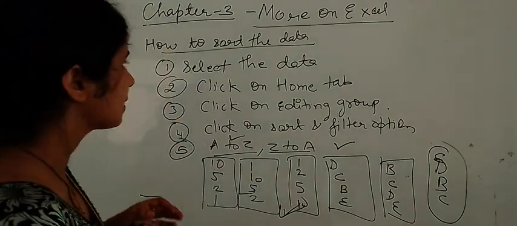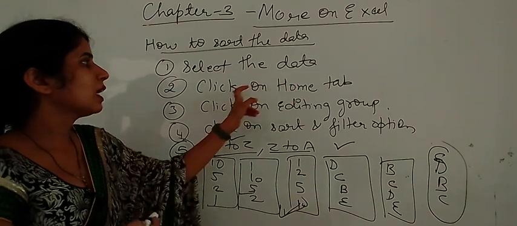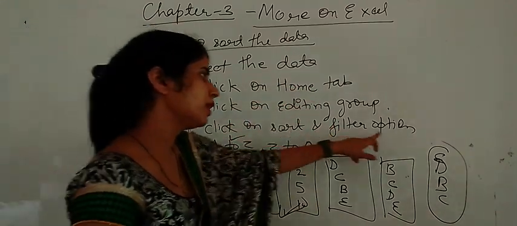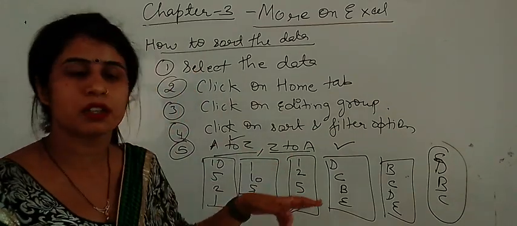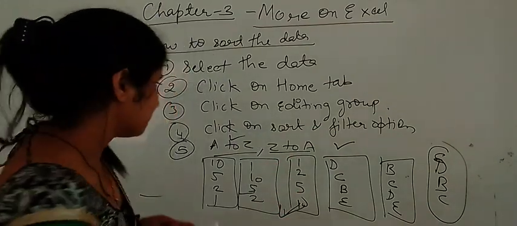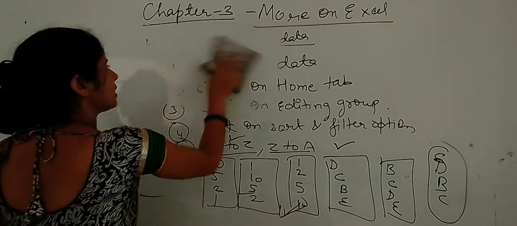So I am repeating the steps. Select the data, click on Home tab, click on Editing group, click on Sort and Filter option, then choose the order in which you want to sort the data. Then easily you can sort the data. The next topic is the custom sort.